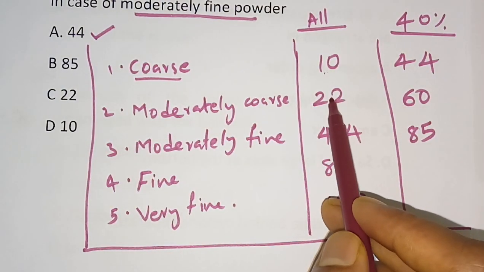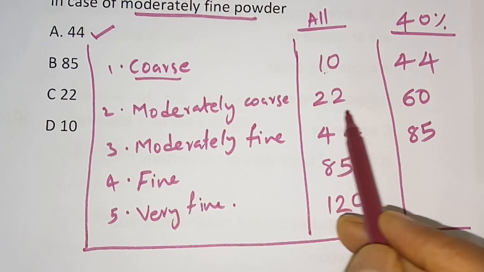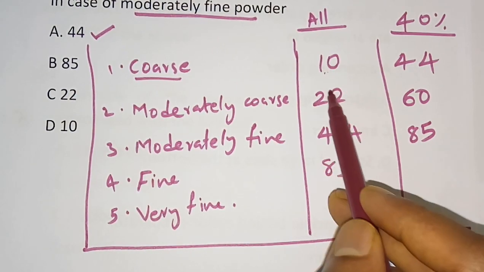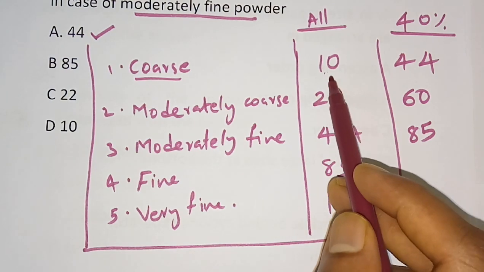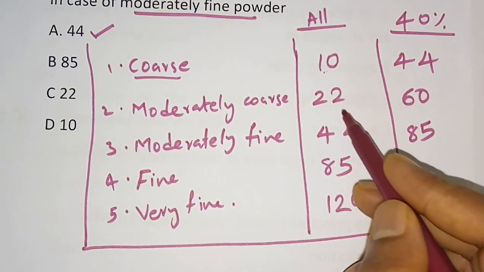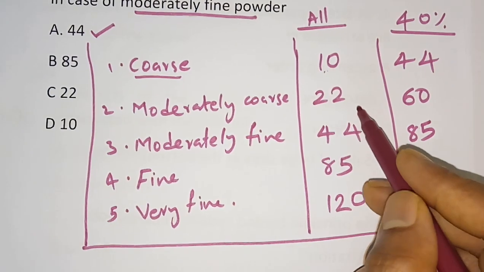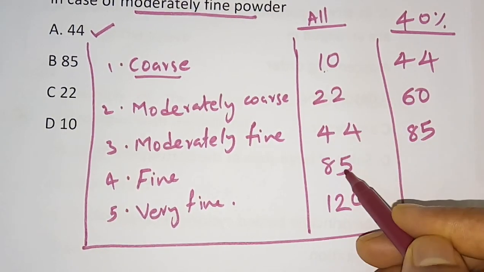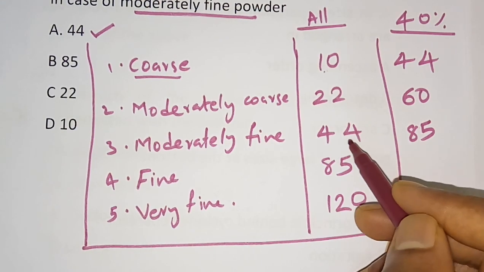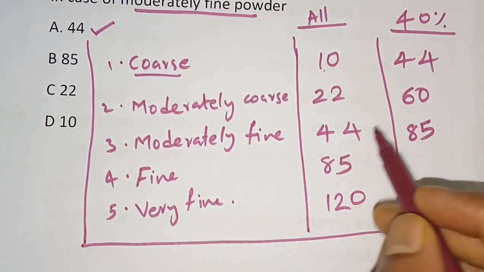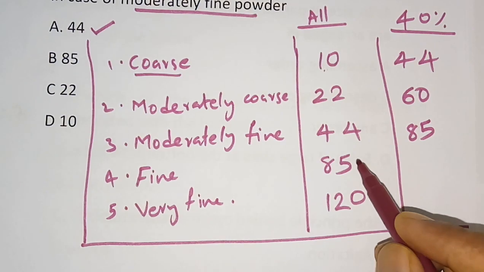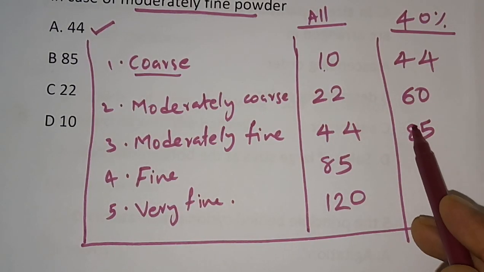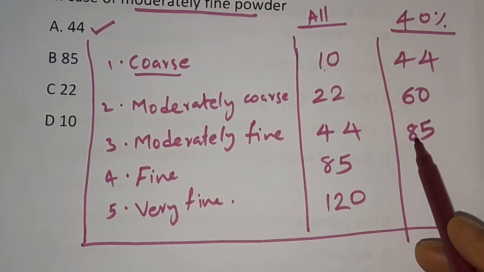10, 22, that means there is a 10 difference, and then 22 to 44, there is a 12 difference, that is almost 10. You can see almost 10, and 22 to 44, there is a 22 difference, that you can say is 20. Then 44 to 85, there is a 41, that you can take as 40. Then 85 to 120, like that. Here you can see there is almost a difference of 20: 44, 60, 85.